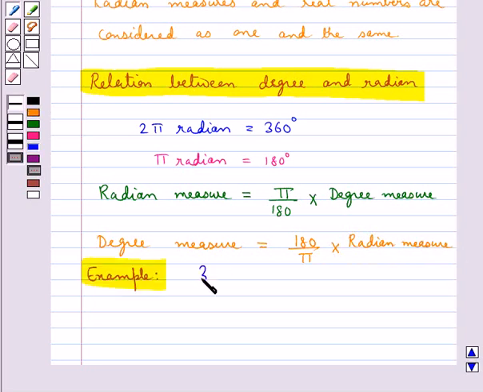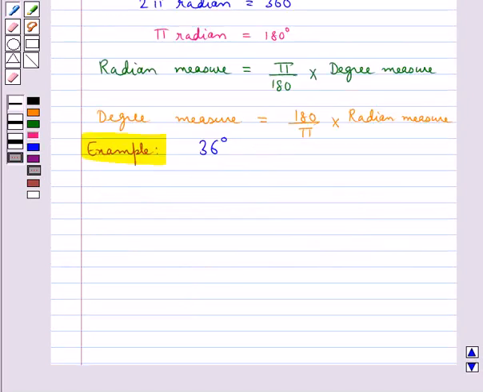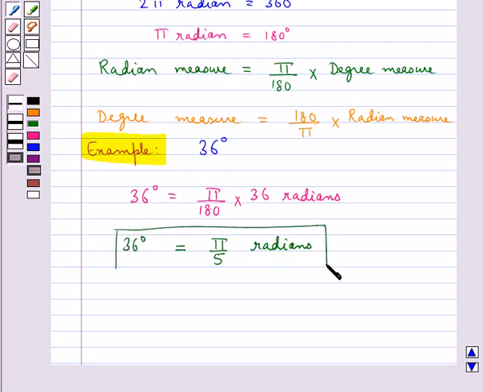Let's try and express the angle 36 degrees in radian measure. Its radian measure would be given by 36 degrees is equal to pi upon 180 multiplied by 36 radians, which comes out to be equal to pi upon 5 radians. That is, we have 36 degrees is equal to pi upon 5 radians.